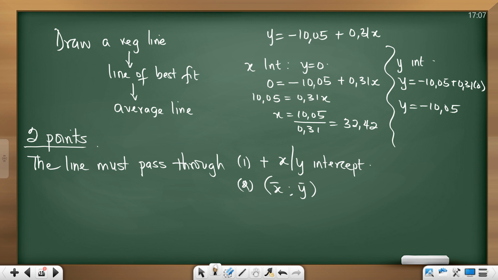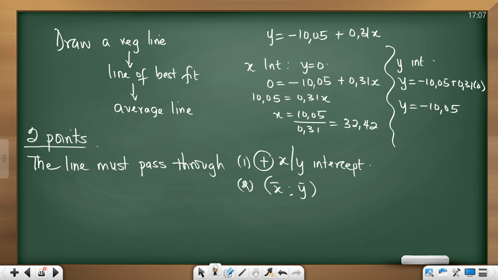It must pass through what? The positive. Key here. So depending on your equation, that line must pass through the positive x or y what? Intercept. And what's the other point? It must pass through your average. Bar x or what? And bar y. Please. Very, very.